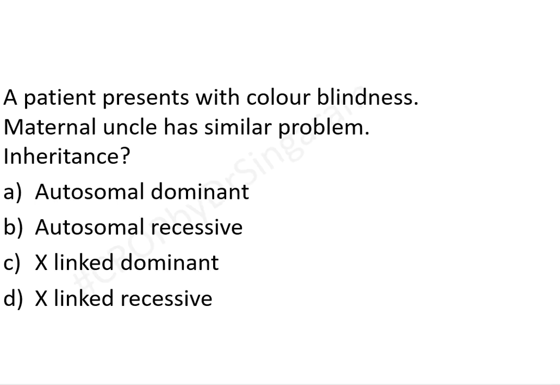A patient presents with color blindness. Maternal uncle has a similar problem. What is the inheritance of this disease? Remember, it's a straightforward question actually: one of the common inheritance patterns of color blindness is X-linked recessive. To give you the clue, they have given the maternal uncle, which means it is seen in the males. Occurrence of disease in the males with the females as carriers is very characteristic of X-linked recessive, and color blindness is one of the typical examples of X-linked recessive disorder.